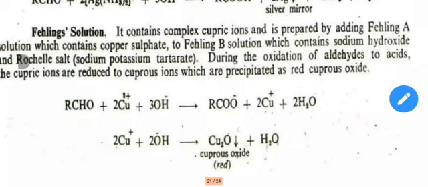So in this method, the complex cupric ion is prepared by adding Fehling A solution, which contains copper sulfate, and Fehling B solution, which contains sodium hydroxide solution and Rochelle salt. During the oxidation of aldehydes to acids, the cupric ions are reduced to cuprous ions, which are precipitated as red cuprous oxide. Okay.